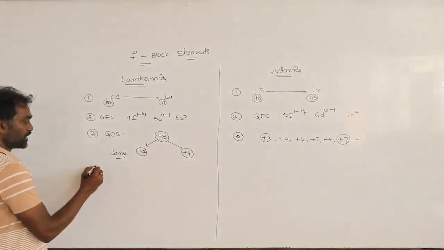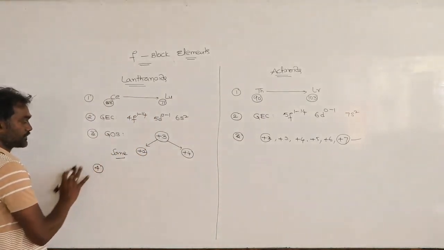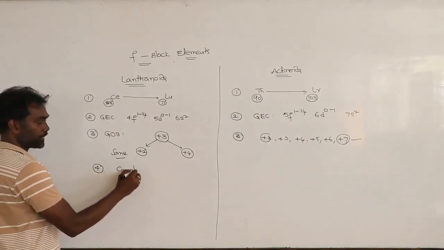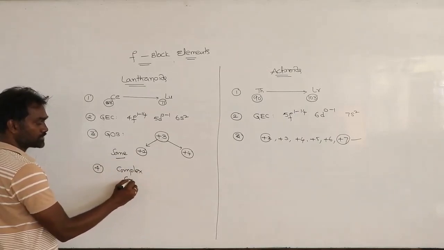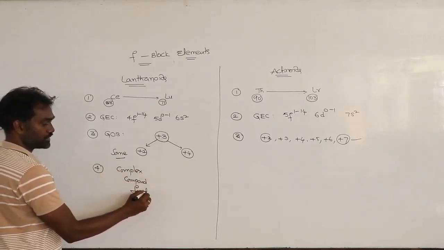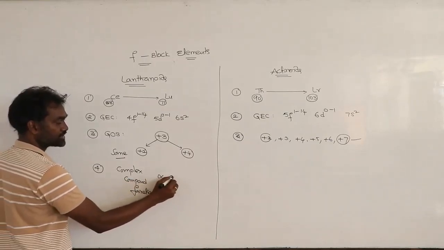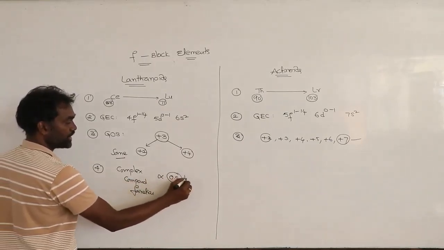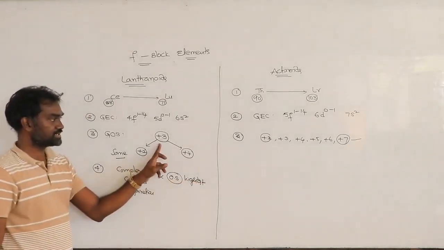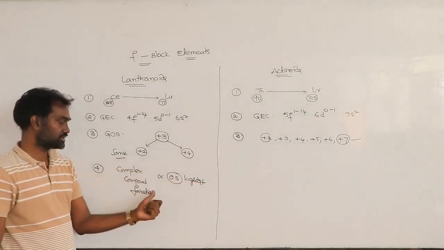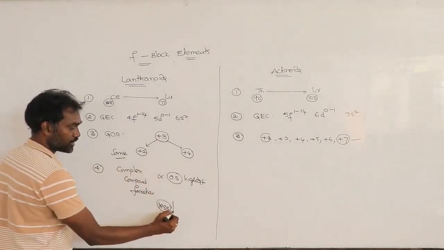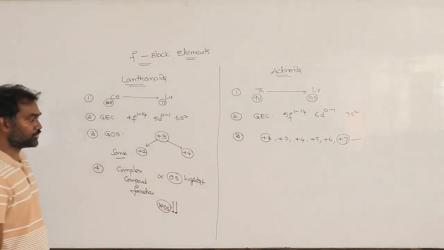So complex formation. Complex compound formation depends on oxidation state, that is, on the highest oxidation states. So here oxidation state is very low, that's why these form fewer complex compounds.